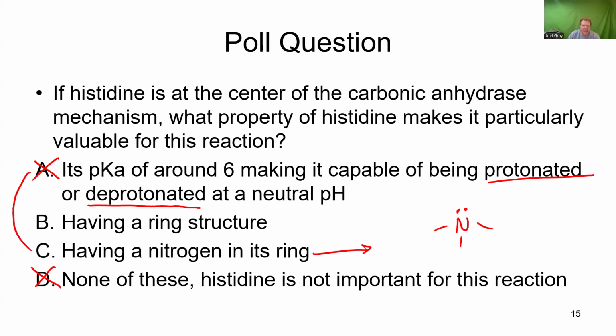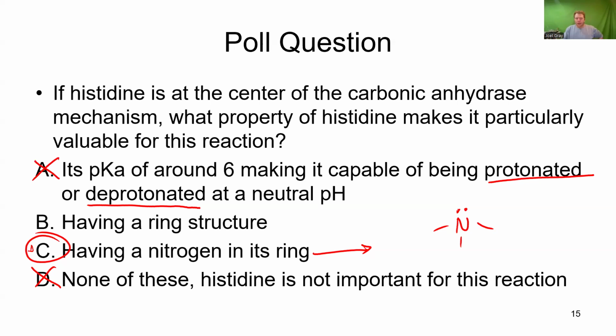So now we're kind of back to A and C, and answer option A mentions the protonation state. Yeah, that's valuable to know that it's deprotonated, but the fact that it oscillates or changes between being protonated or deprotonated isn't really impactful for this reaction. So really the best answer for this question would be C, having a nitrogen within its ring. Now, does it have to be a ring structure? No. But having a nitrogen that is deprotonated with those lone pairs of electrons to attract a zinc ion is what makes this compelling and interesting.